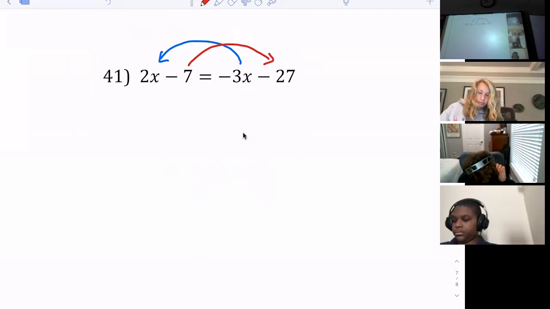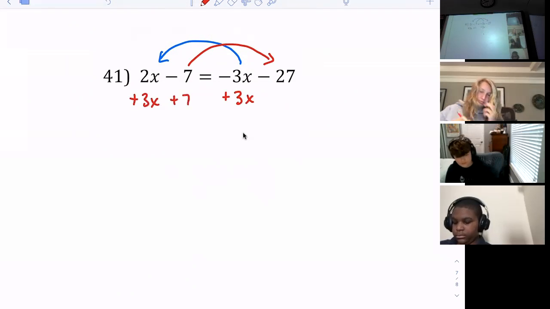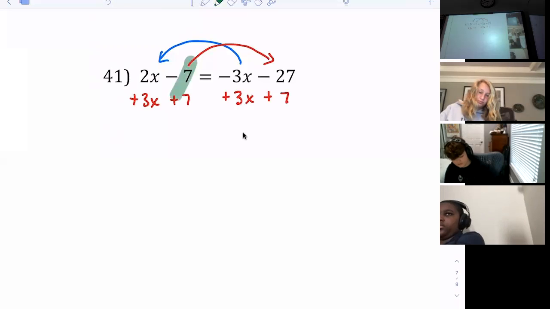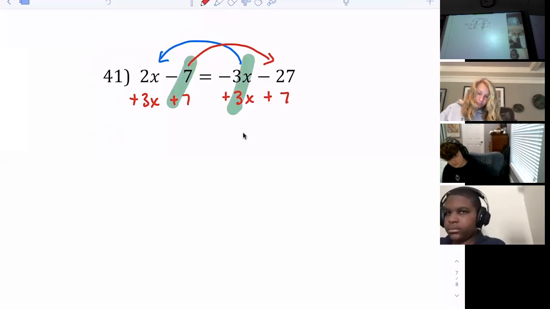That will allow me again to keep the variable positive. I like to try to keep the variable positive. So I'm going to add 3x, add 3x, add 7, add 7. Now once again, I think it's important we show that crossed out. Draw your line underneath it, combine terms.